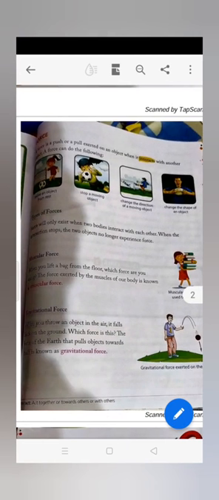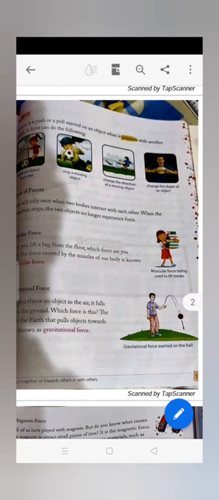Now see the different kinds of forces. First one is the muscular force. When we lift a bag from the floor, which force are we using? The force exerted by the muscles of our body is known as the muscular force. See, this girl is lifting the books. So, the force with which she lifted the books is known as the muscular force, because the force is exerted by her muscles on the books, so that she is able to lift the books.